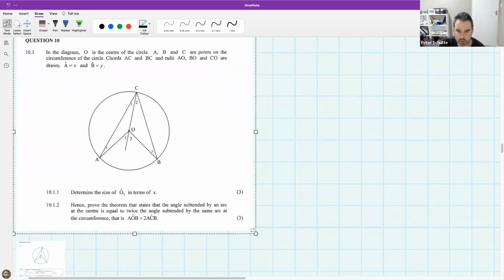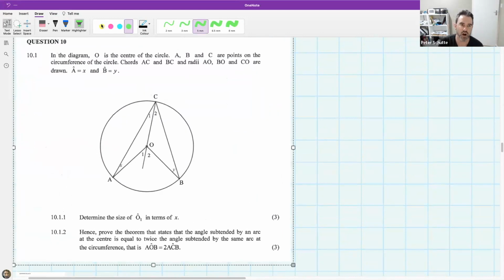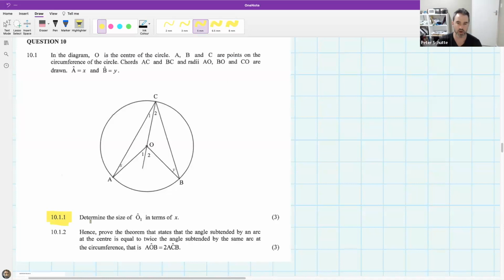So here we go. It's 6 marks. I want you to try and do 10.1.1 first. Off you go. You can do it.